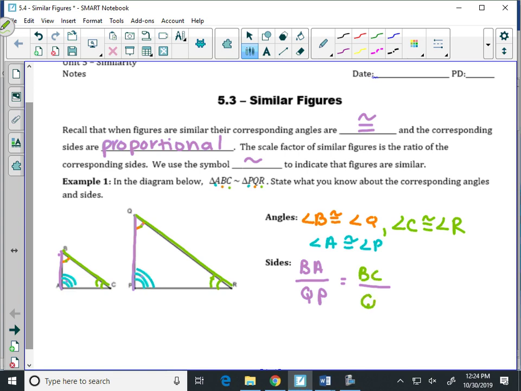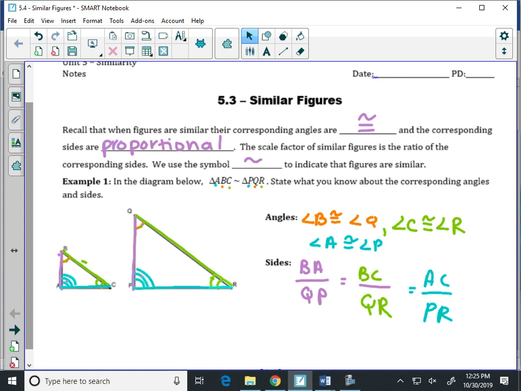BC over QR. Very important, you have to stay consistent. We started with the little triangle on the top for the first fraction, so the sides of the little triangle have to stay at the top of all my other fractions. You have to be consistent. If you're not consistent, then you're not saying the right things are congruent to each other. And then what's that last ratio going to look like? What are my last sides? Yeah, it'll be AC over PR. Again, visually when you look, AC goes from 3 arcs to 2 arcs. PR goes from 3 arcs to 2 arcs, so they match up. AC over PR.